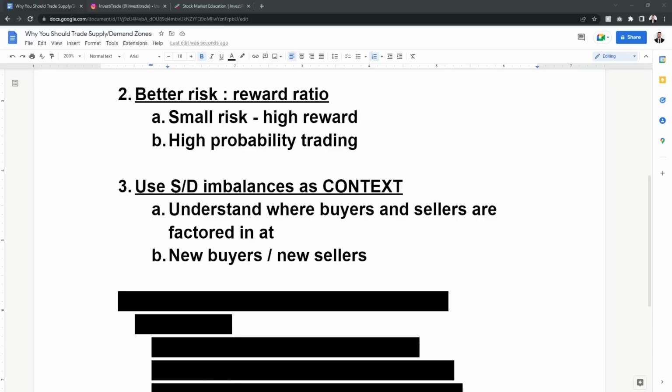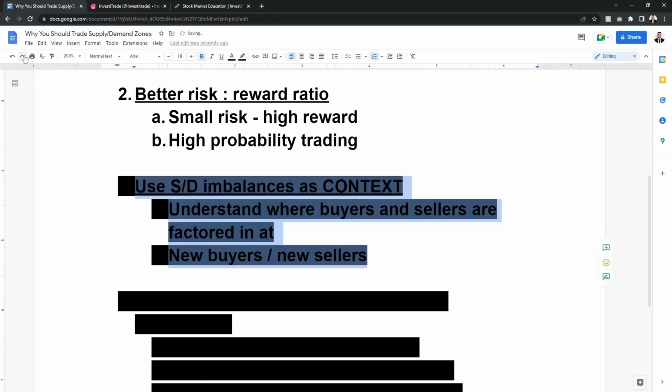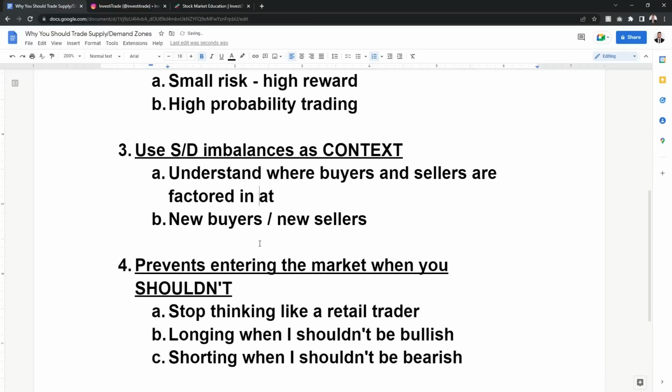So it's just very clean, and it's a different way of trading, and a different way of thinking about how the market moves. Now, I also use these supply and demand imbalances as market context to understand where buyers and sellers are factored in. And when we have these imbalances form, we know we have new buyers factored into the market, or we know we have new sellers which may have emerged. Market context is very important because you want to be trading on the same side as the buyers, and on the same side as the sellers, the ones that have such a large pocket that they can move the market.